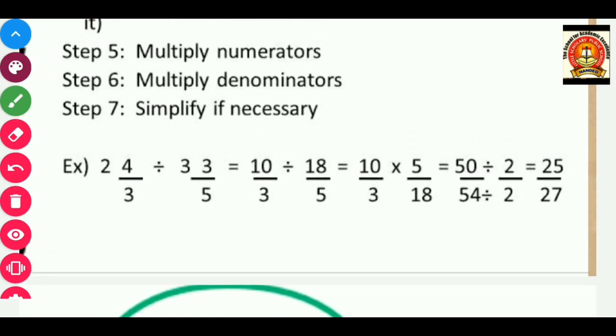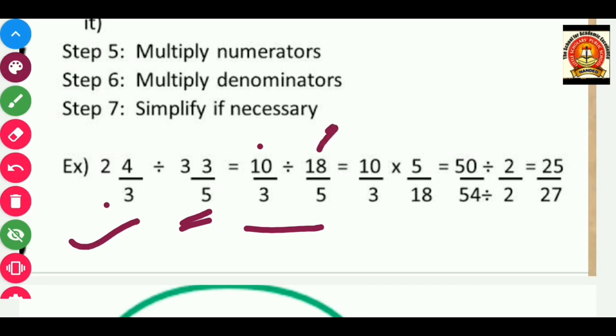Let me share an example. In this example, the first fraction is 2 integer 4 by 3. You need to divide it by 3 integer 3 upon 5. So here you will first convert it into improper fractions. 2 3s are 6 plus 4, 10, 10 upon 3. And then this one, 3 integer 3 upon 5, 5 3s are 15 plus 3, 18 upon 5.